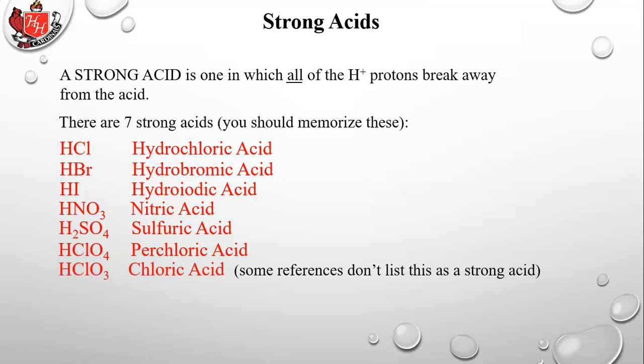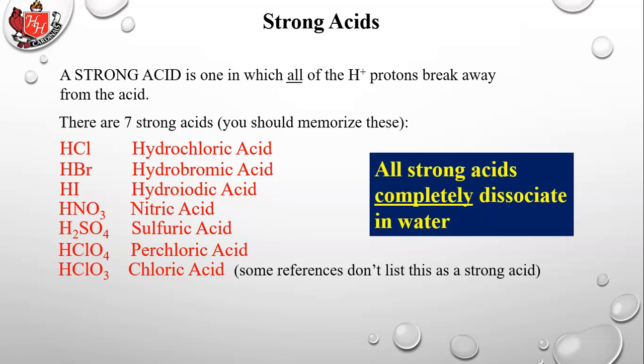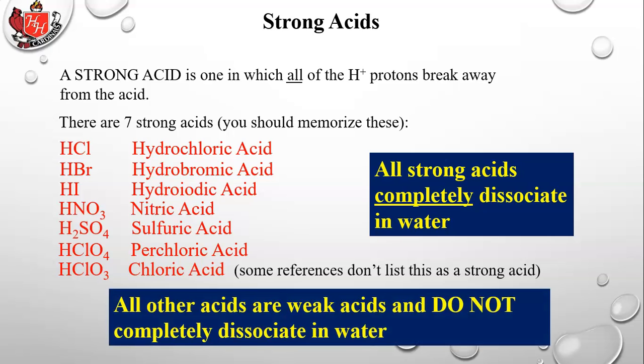Some references don't list chloric acid. Some consider it to be a very strong, weak acid, but your textbook does list it as a strong acid, so we'll put it here. So all strong acids completely dissociate in water. All the time the hydrogen will break off and jump over to a water molecule. All other acids are weak acids and do not completely dissociate. So the reason you memorize the strong acids is because if you see an acid and it's not one of those 7, then you know it's a weak acid and therefore has different properties than a strong acid.